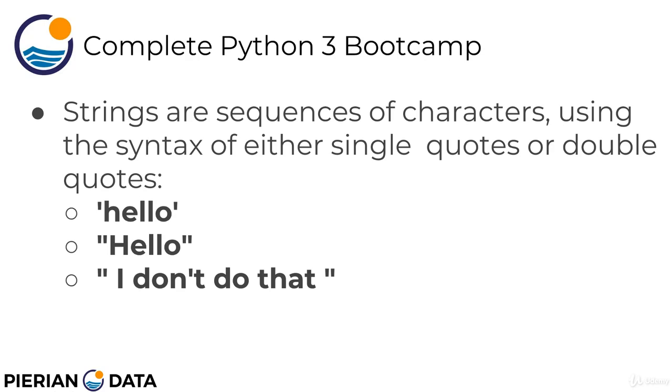First, we have hello with single quotes, then hello with double quotes, and then what's nice about having both options of single quotes or double quotes, it means that if you have a single quote in your string that you want to keep and not have that end your actual string, you can wrap it in the other type of quote, such as double quotes or vice versa. So here we can see I don't do that has a single quote in there, but we don't want that single quote to suddenly end the string, so we can wrap the whole thing in double quotes. And we'll see an example of that later on in the Jupyter Notebook.